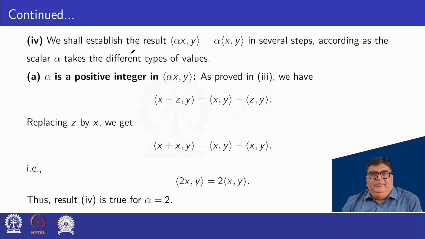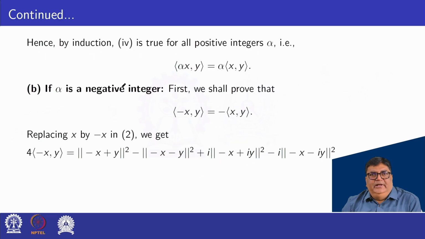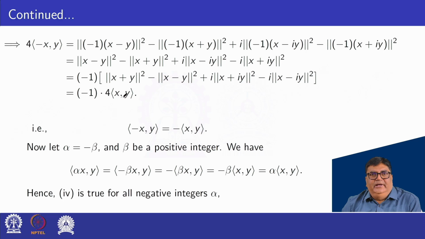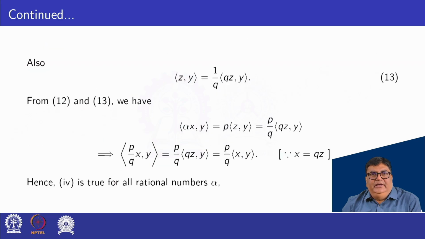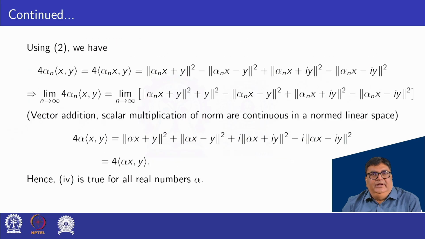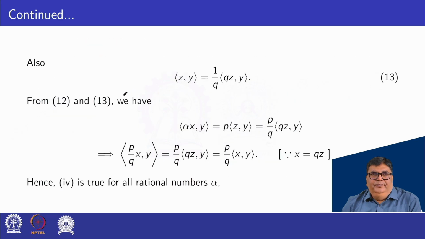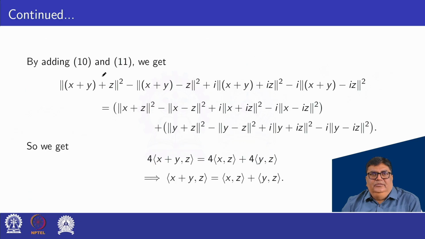Now we shall establish the result inner product of (alpha x, y) equals alpha into inner product of (x, y) in several steps, according as the scalar alpha takes different types of values. That is, alpha is a positive integer, alpha is a negative integer, alpha is a rational number, alpha is a real number, and alpha is a complex number. Okay, so we prove it for each scalar one by one.